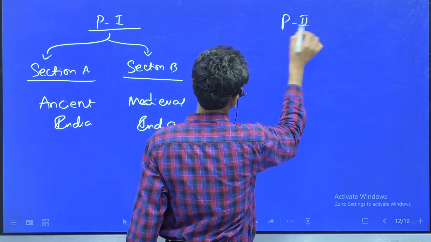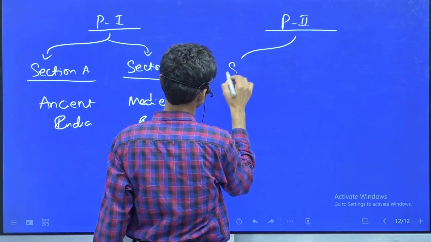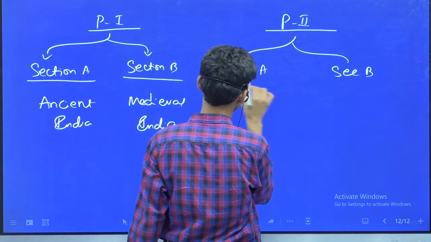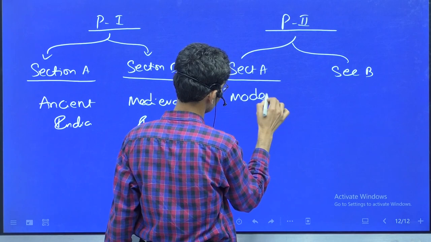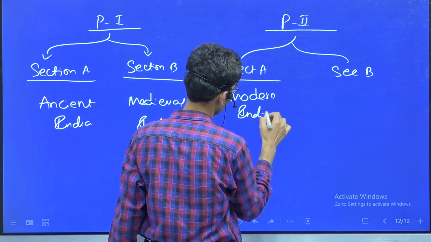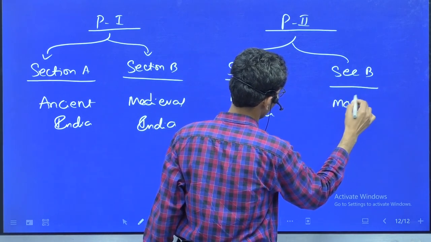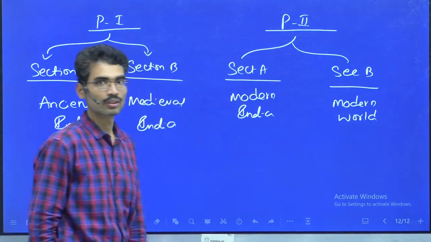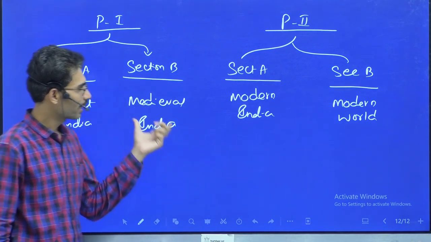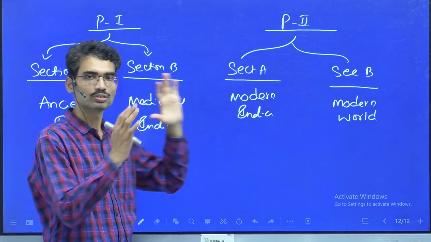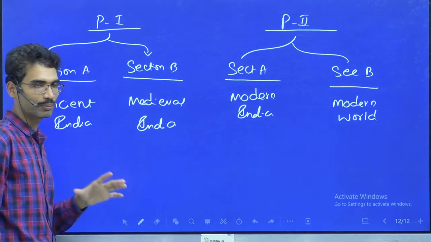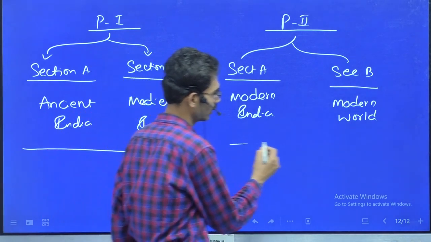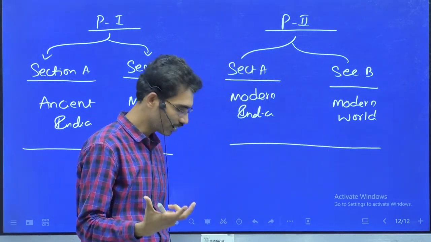When it comes to paper two, again section A and section B, this is modern India and this is modern world. Ancient India, medieval India, modern India, modern world. So world history is also part of our syllabus. This is for 250, this is for 250, total 500 marks.